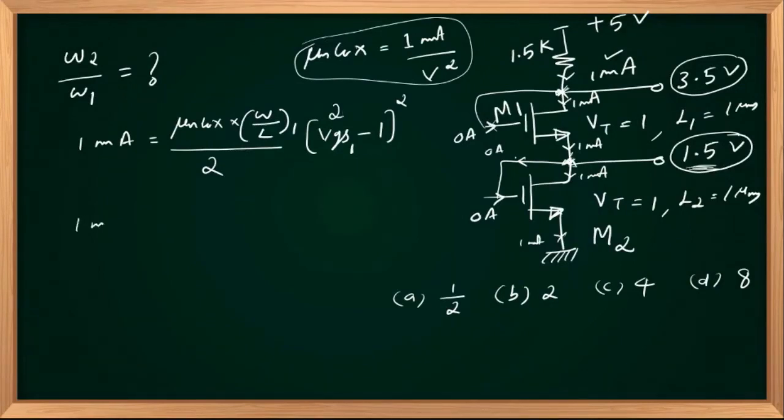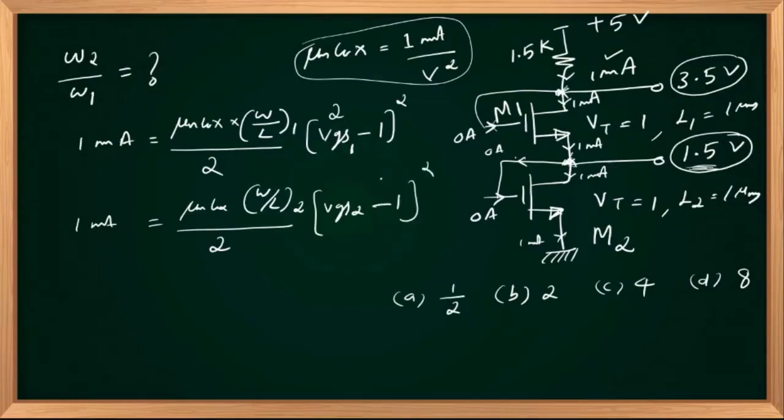Again, 1 milliampere for the lower transistor. Same thing: mu n C ox, W by L of 2, divided by 2, VGS2 minus VT squared. What is VGS2? It is the same as your VDS2. VD is 1.5 with respect to source. Source is at ground. So VGS2 minus VT, with VT equal to 1 in both cases, all squared. So this is nothing but 1.5.